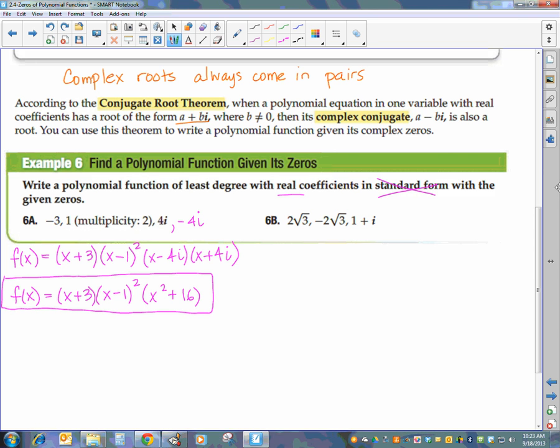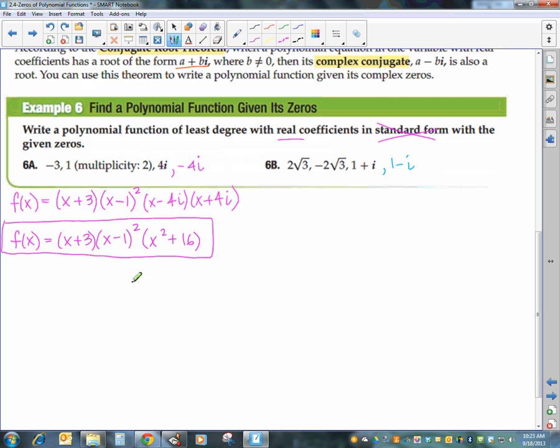Okay, let's look at the next one. We have 2 square roots of 3, negative 2 square roots of 3, 1 plus i, which means we also have 1 minus i. So I might need a little bit more room, so I'm going to start over here. F of x is going to be equal to x minus 2 square roots of 3, x plus 2 square roots of 3, x minus that complex root, and x minus the other complex root.